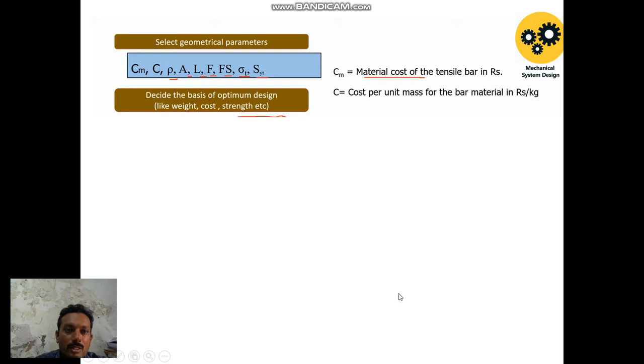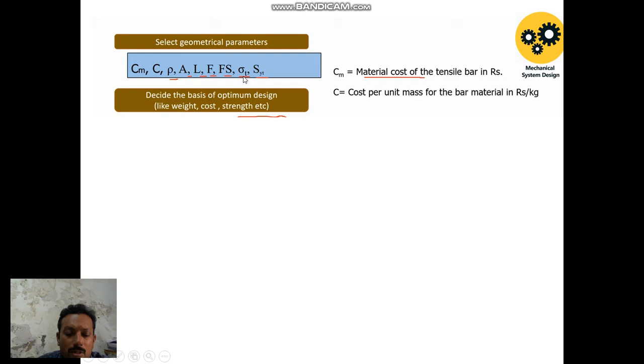Now the first step will be the selection of geometrical parameters. So how can we select the geometrical parameters? We can assume that Cm is the material cost of the tensile bar, C is the cost per unit mass for the bar material in rupees per kg. Rho is the mass density of the bar material in kg per meter cube. A is the cross section area of the bar in meter square. L is the length of the bar in meter. F is the tensile force acting on the bar in Newton. Fs is the factor of safety.